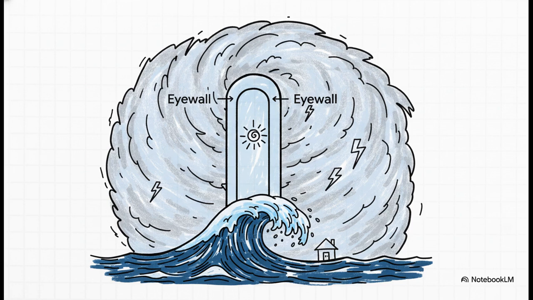Right in the very center is the eye, a deceptive, clear pocket of calm air and extremely low pressure. But immediately surrounding that eye is the eye wall, a tight ring of the most violent thunderstorms and the absolute strongest winds. And the real danger here isn't just the wind, it's the storm surge. We're talking massive walls of ocean water pushed miles inland. But because they are so heavily reliant on that warm water fuel, they weaken almost instantly the moment they move over land or cold water.